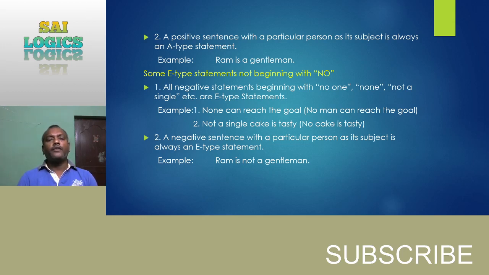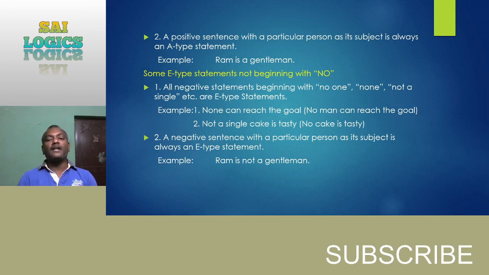Number one. So it is a negative statement. So we have to look only for the negative sentences. All negative statements beginning with no one, none, not a single, etc. are E-type of statements. So negative statements beginning with no one, none, not a single, all negative shades, those are to be treated as E-type of statements.